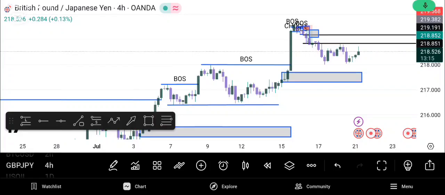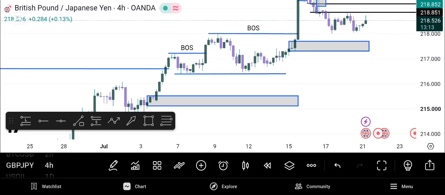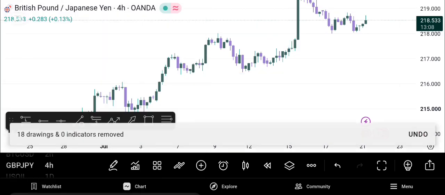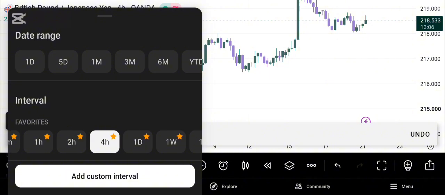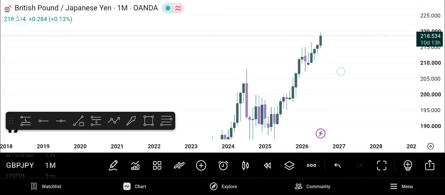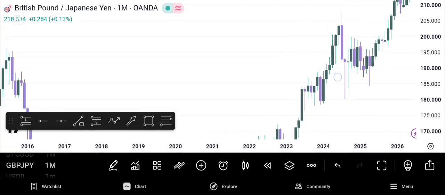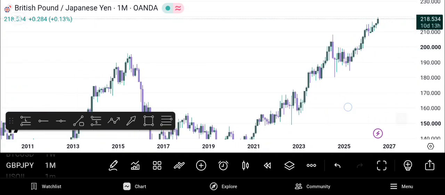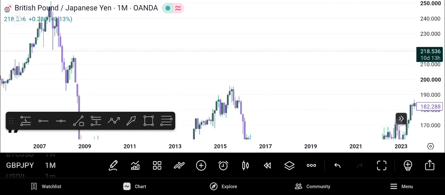Now let's analyze GBPJPY. Let me clear everything on my chart and then I'll start all over. I like to do that, so I'll go straight to the 1 month time frame. Now I don't trade the 1 month time frame, but I just like to look at what price is doing. So you can see that GBPJPY has been bullish for a very long time, has been buying.